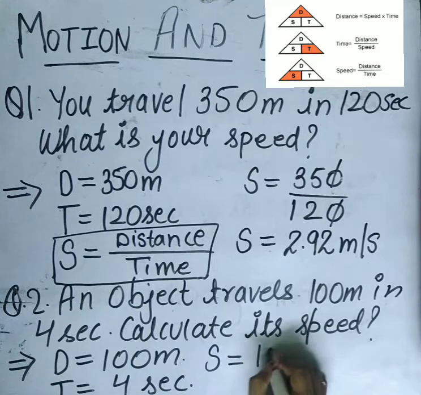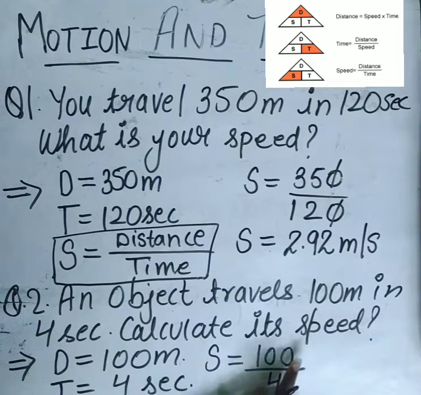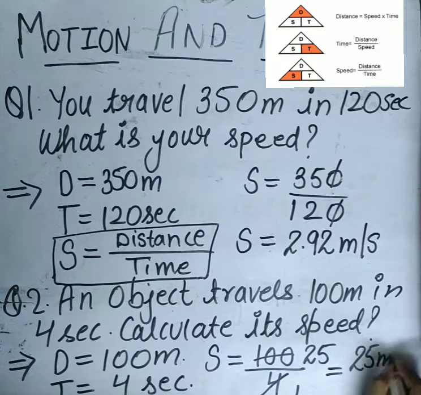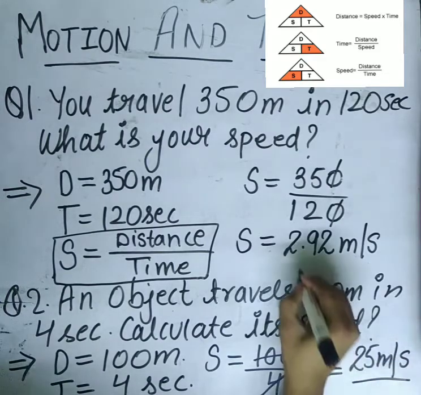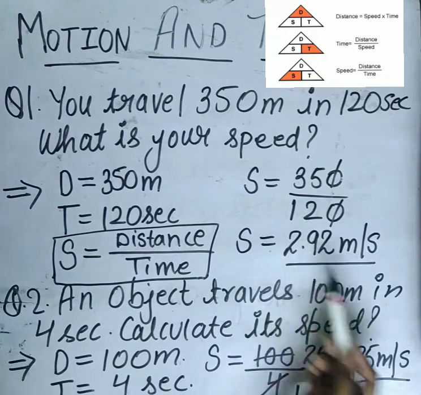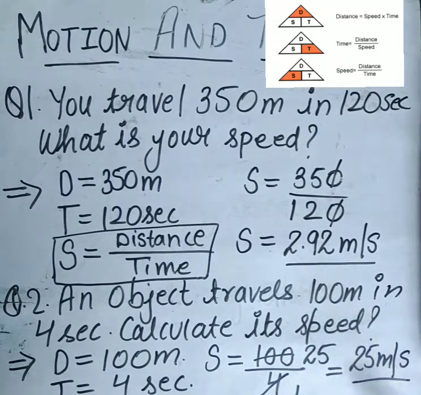The distance here is 100 meters and time is 4 seconds, so it can be easily cut. 4 ones are 4, then 4 twos are 8. We have a remainder of 2, which makes it 20. So 4 fives are 20. So it gives us 25 meter per second as our answer here. I think these were the simple ones where you just have to put in the values and divide. Here it was quite difficult because you are getting the answer in decimals, and here it was cut off easily. Now we will see some other types of numericals.